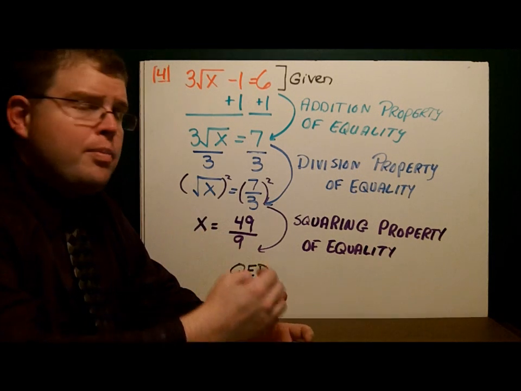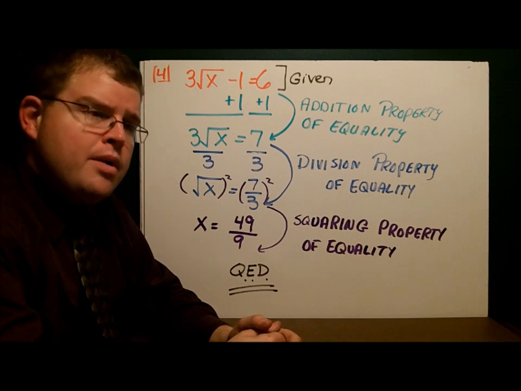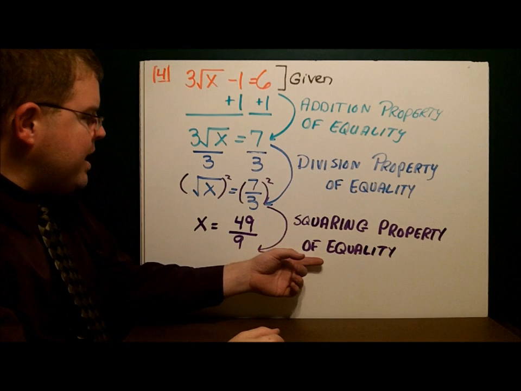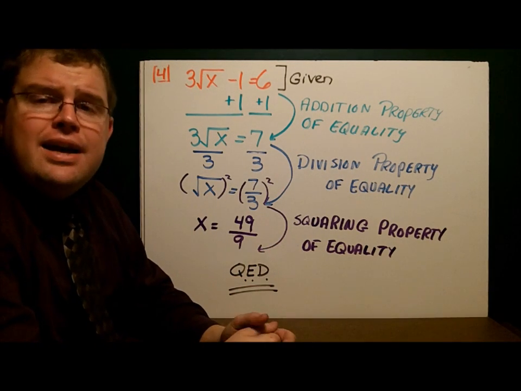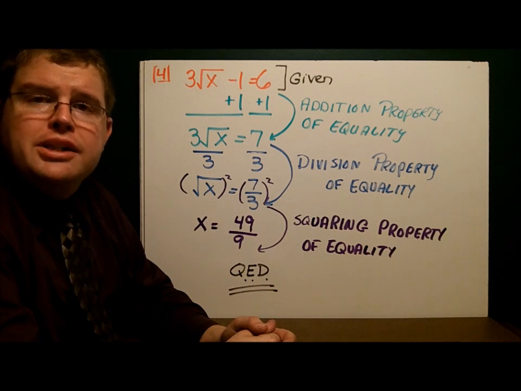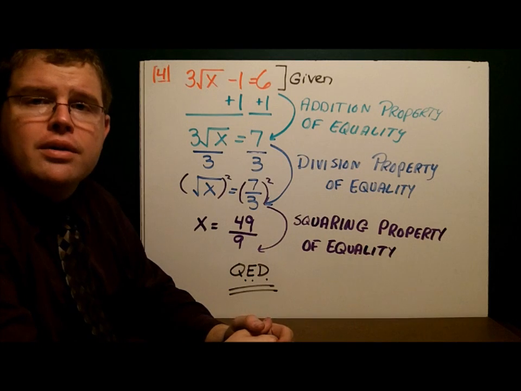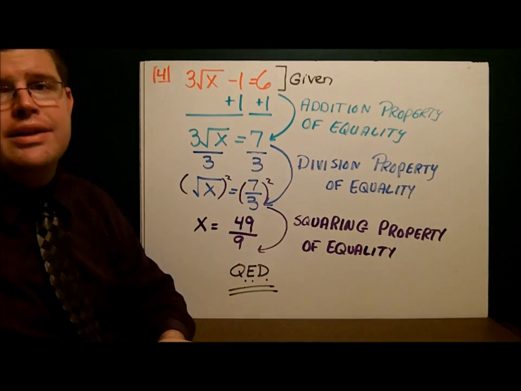Finally, in purple, I squared both sides of the equation, and when I square both sides, it's called the squaring property of equality. And I finished my proof with a QED. So that's how you can write a proof with a radical equation. Really, the only new thing here is the squaring property of equality. If you square both sides of an equation, it stays in balance.